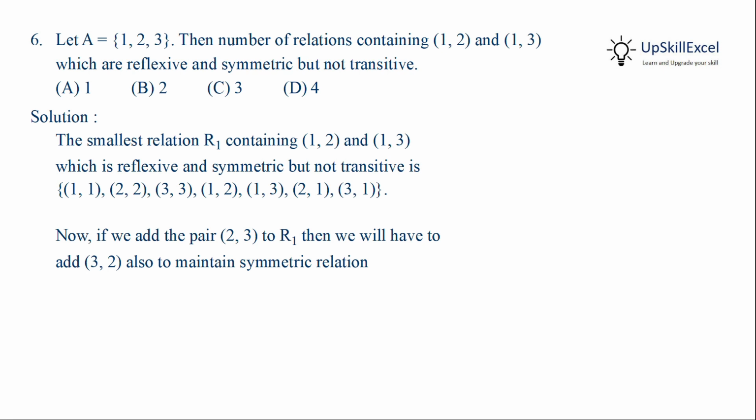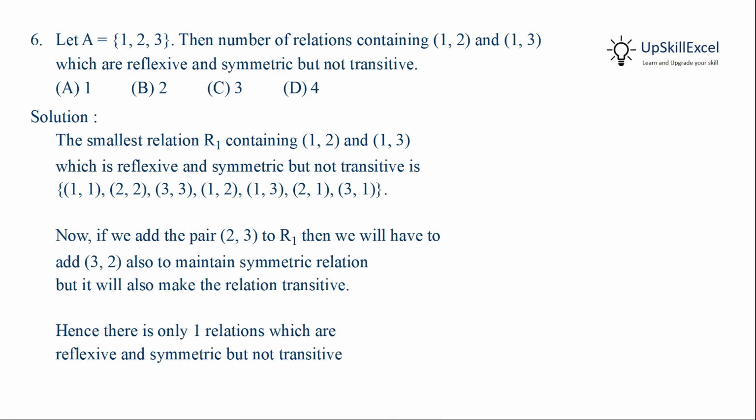Now if we add the pair (2, 3) to R1, then we will have to also add (3, 2) because we have to maintain the symmetric relation. But as soon as we add (2, 3), it will become transitive, as we can go from 1 to 2 and then from 2 to 3, and we also have a direct relation 1 to 3. Hence there is only one relation which is reflexive and symmetric but not transitive.